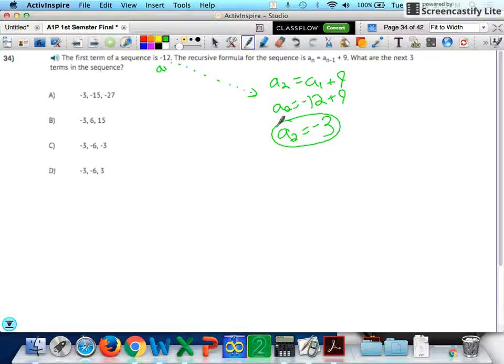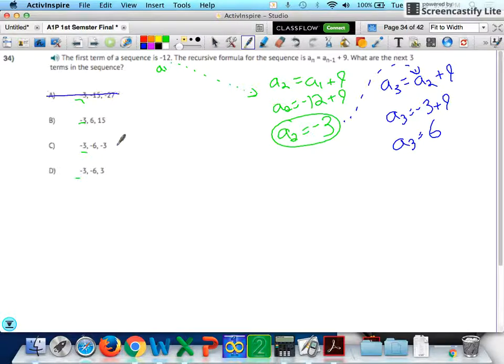That's my second term. Well, check, check, check, check. They've all got negative 3. So I got to go one step further, at least. A sub 3. Well, a sub 3 uses my a sub 2 and adds 9 to it. So my a sub 3, my next term in the sequence, should be a positive 6. Gone, gone, gone.